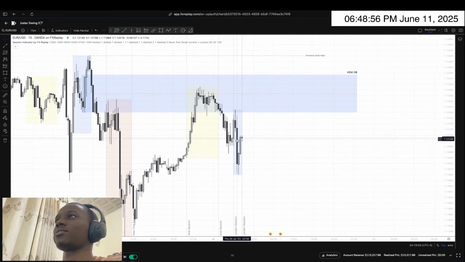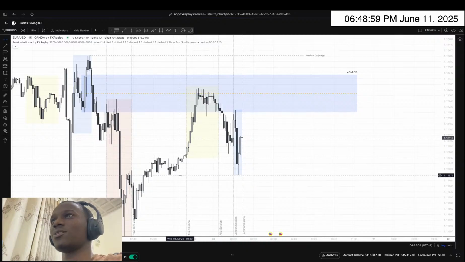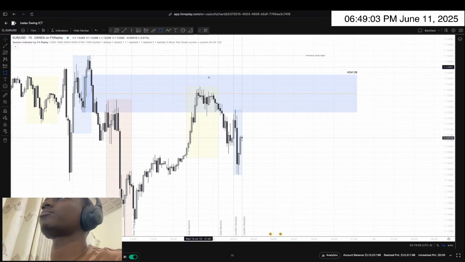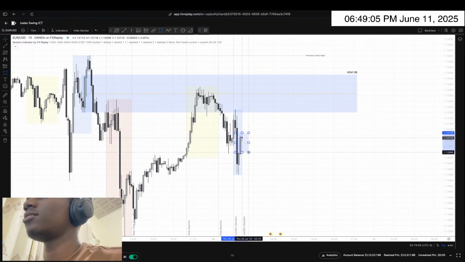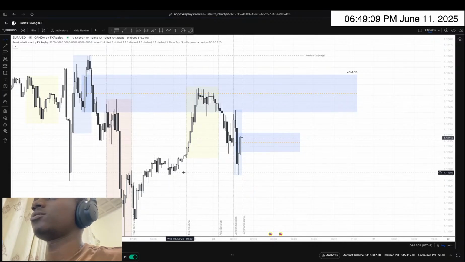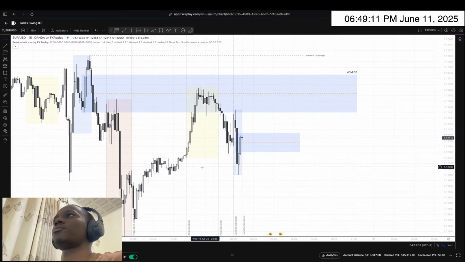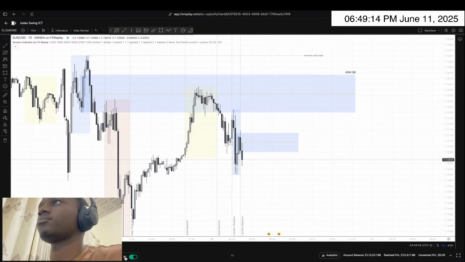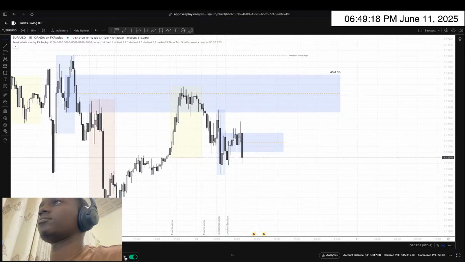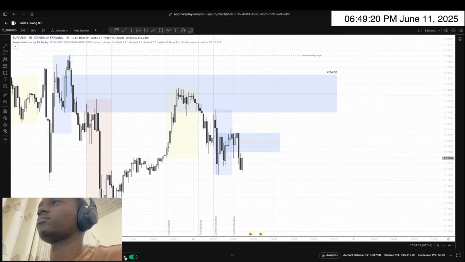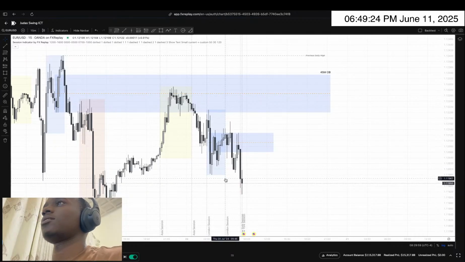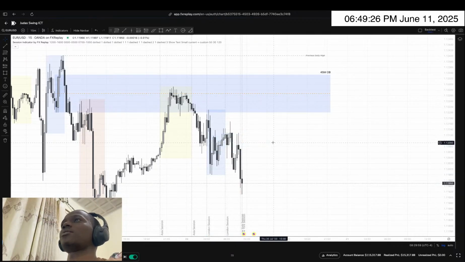I think we can take an expansion entry to these equal lows, since we have this fair value gap. So you can see this FVG which is holding, and we have equal lows. So let's play the price and see how it behaves. So you can see we end up taking out the equal lows that were right there.